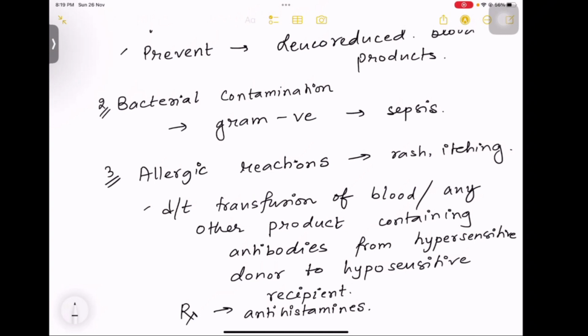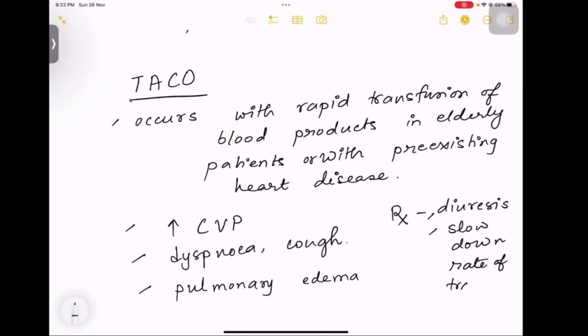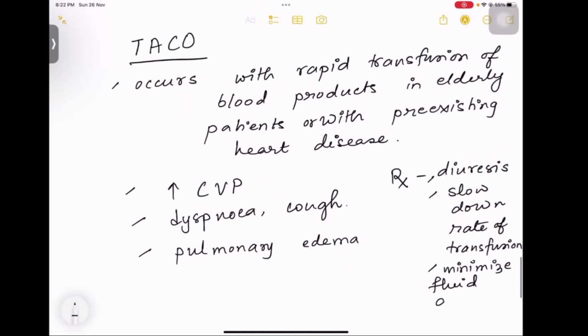Now we move on to the second complication that can occur as a result of transfusion, that is TACO. Now this occurs when there is rapid transfusion of the blood products in elderly patients who are already having a cardiac disease. So here in these patients, there will be circulatory overload which will be seen by the points that you can see in the picture given.